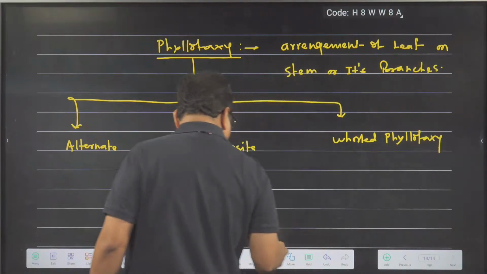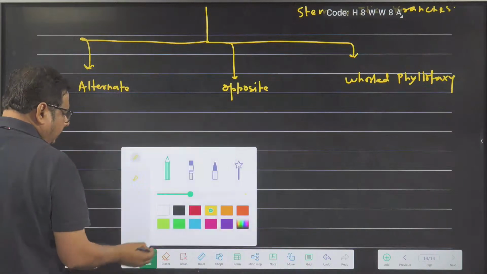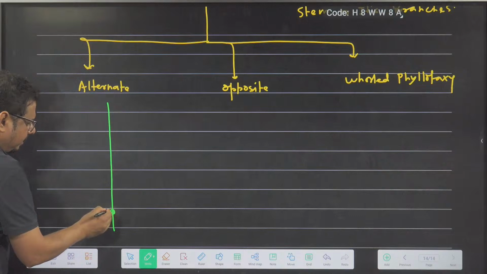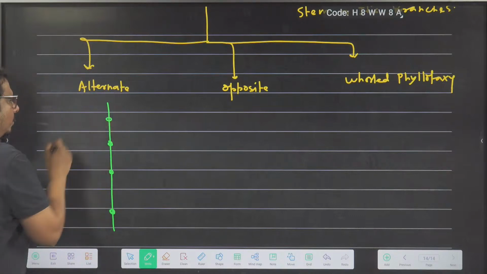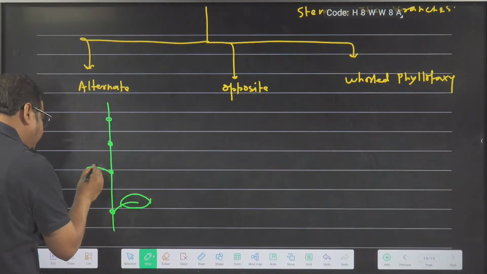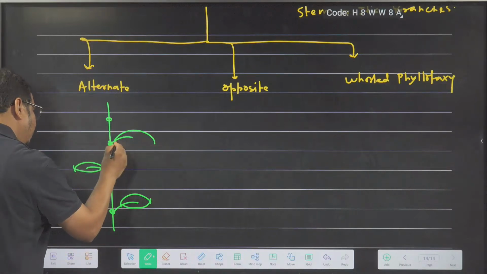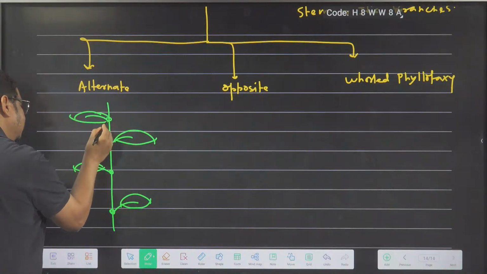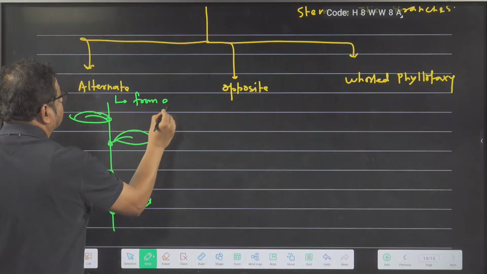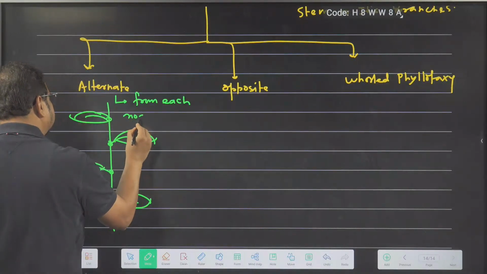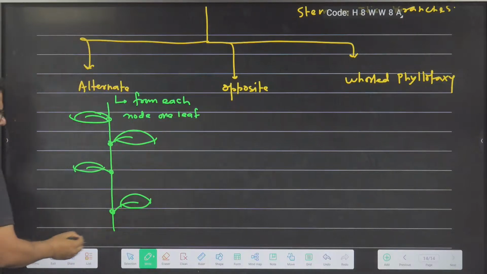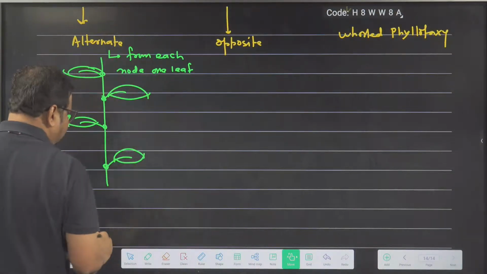Got the idea? With the diagram, we are understanding it. In alternate phyllotaxy, this is a stem, this is a node, another node, another node. From each node, how many leaves are arising? One leaf only arises from each node. Such kind of phyllotaxy is called alternate phyllotaxy.